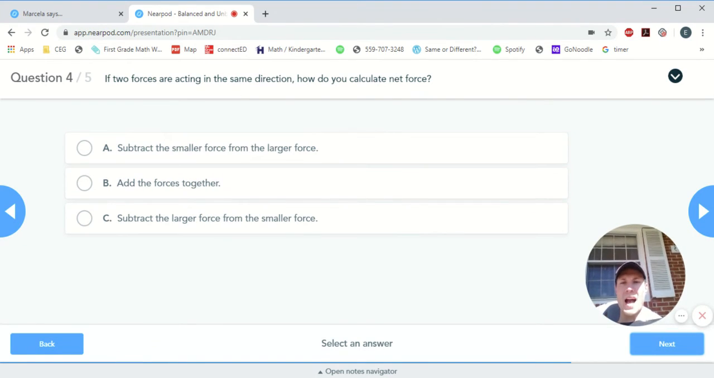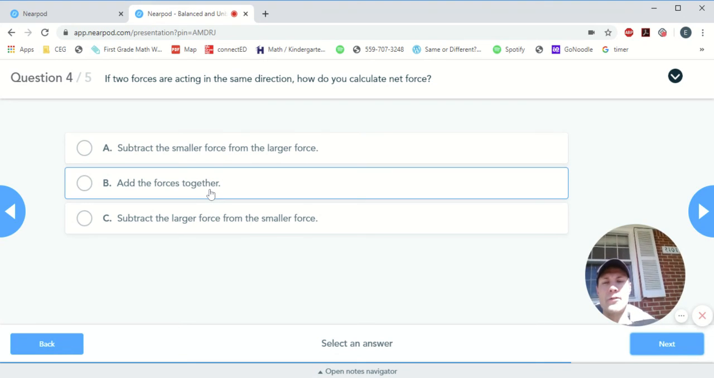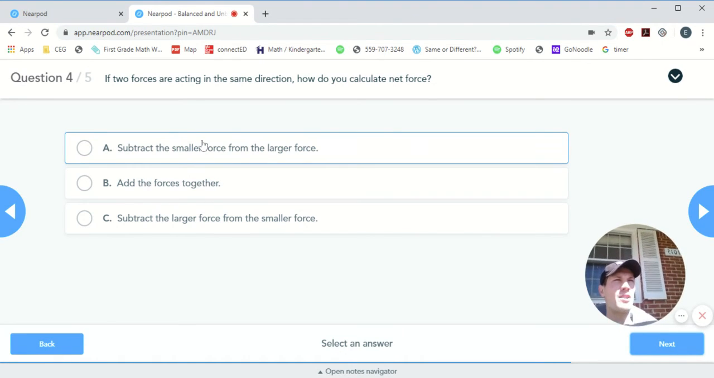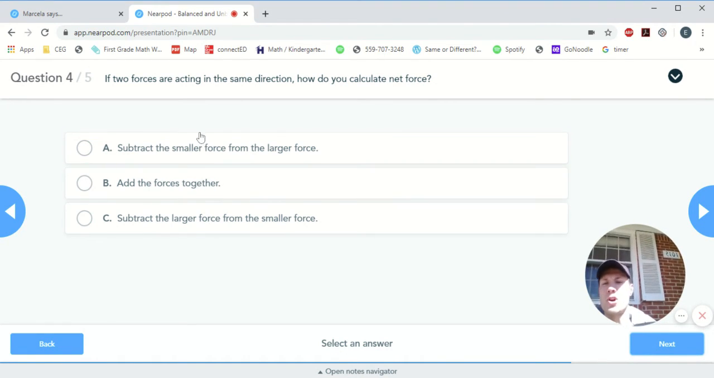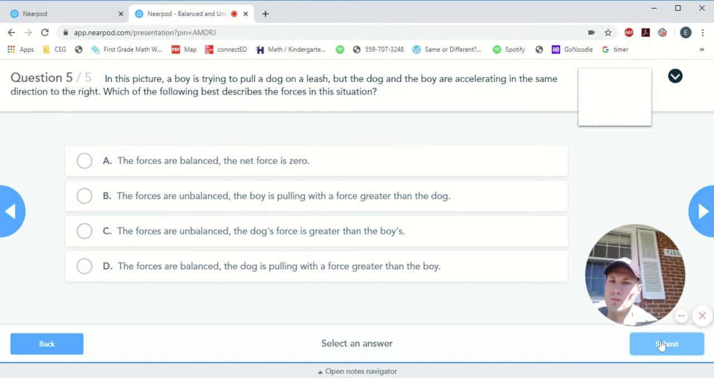If two forces are acting in the same direction, how do you calculate the net force? So if the two forces are working together, what do you do? Do you subtract the smaller force from the larger force, add the forces together, subtract the larger force from the smaller force? Well, if they're working together, you're not taking anything away, so both the subtracts can't be right. So it's got to be B, add the forces together.